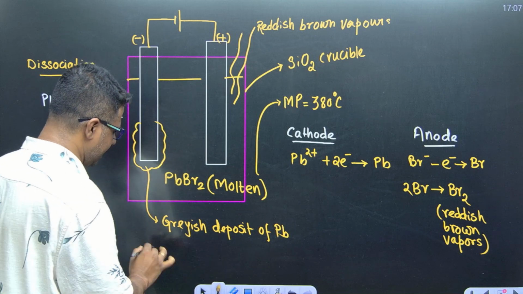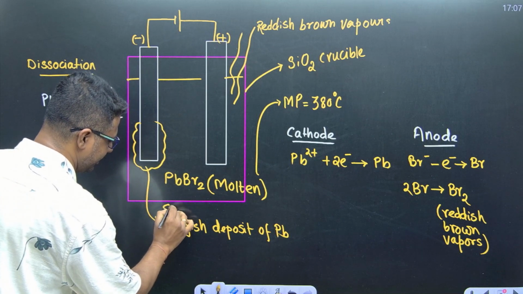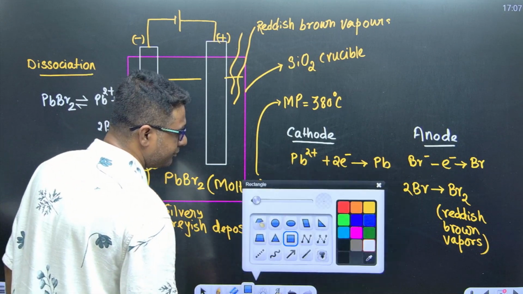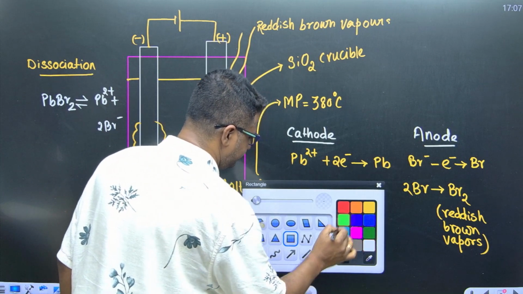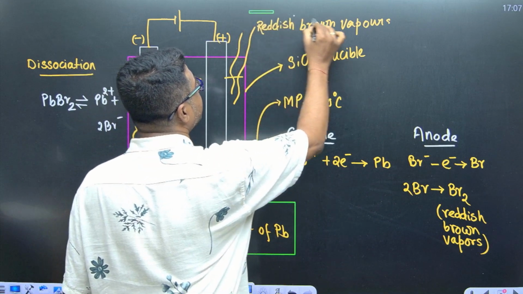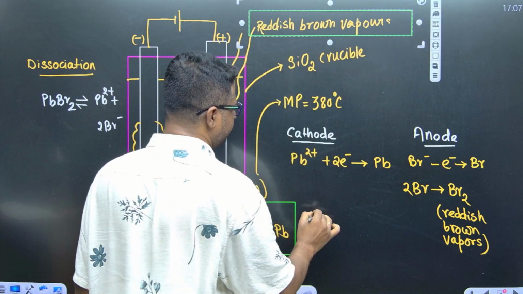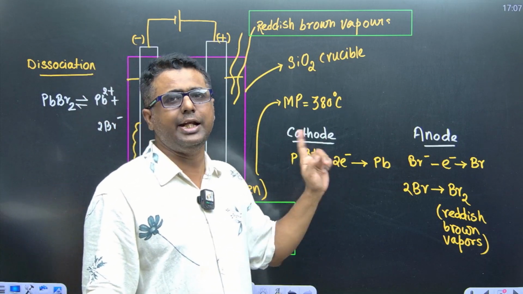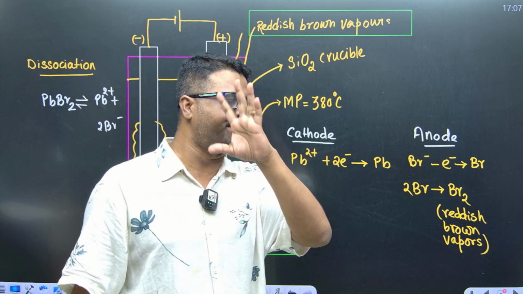Okay. Achha, here it will be silvery grayish. Please write down, here it will be silvery grayish. So this observation is very important. This observation is also very important. Observation at anode and cathode in the electrolysis of molten lead bromide is very, very important.